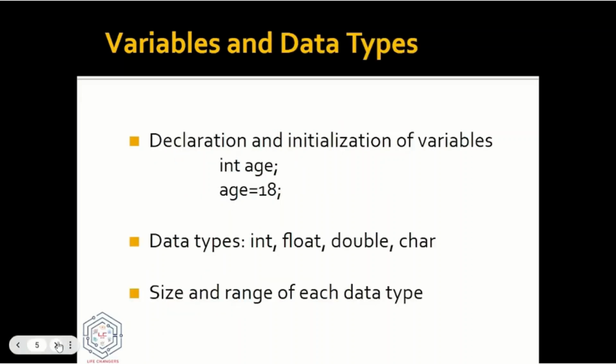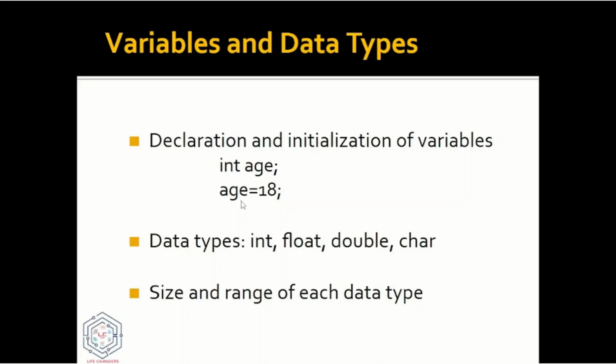Let us see what variables and data types are. Variables are containers for storing data values. Let us see an example here. 18 is the data value which is stored by the variable age. Actually, the data values are stored in the main memory of the CPU. We have initialized the variable and then the value 18 is stored in that variable.